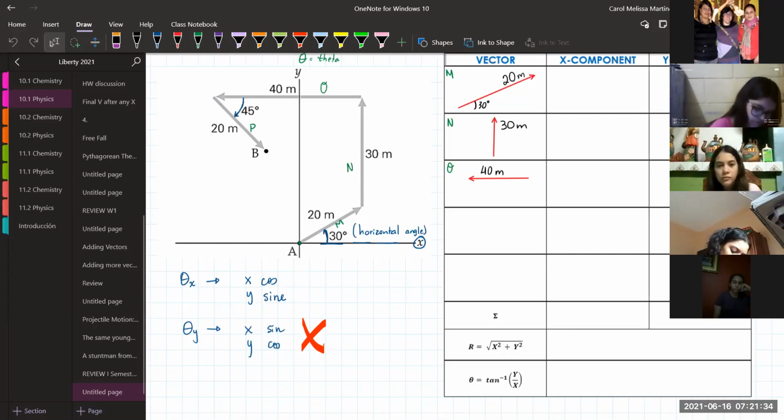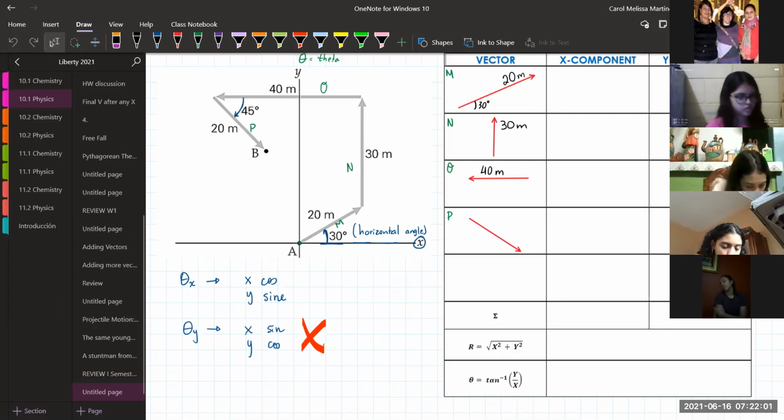The fourth vector, which is P, now this is interesting, but in any case, it is moving like this. Take a look, I'm drawing the vectors in the exact same way they look, and my angle is located here. Now this last vector, vector P, measures 20 meters.